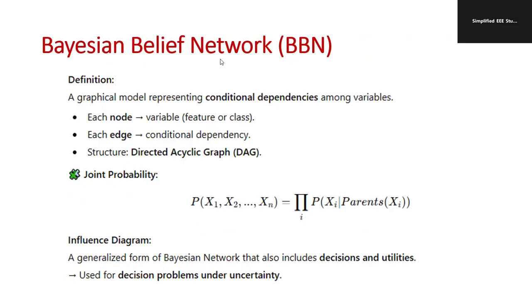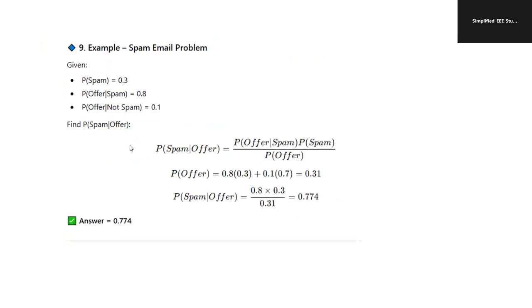Bayes belief network, BBN, is a graphical model representing the conditional dependencies among the variables. Each node represents a variable, and each edge represents a conditional dependency. The structure is a directed acyclic graph, DAG. The equation of joint probability is given below. So you can solve the numerical example. This is one of your assignment problems. You can check the assignment questions and solve this.